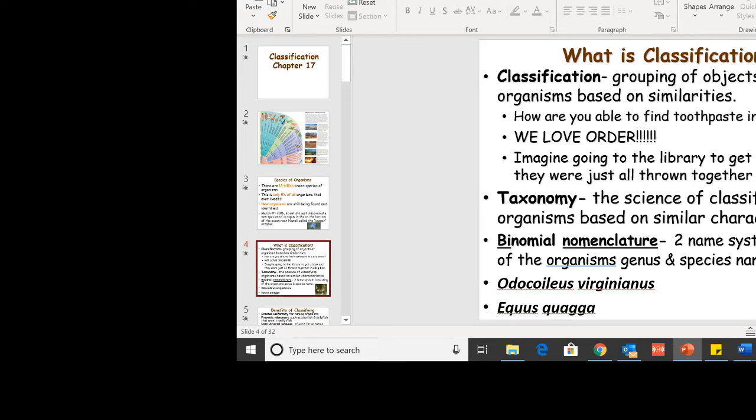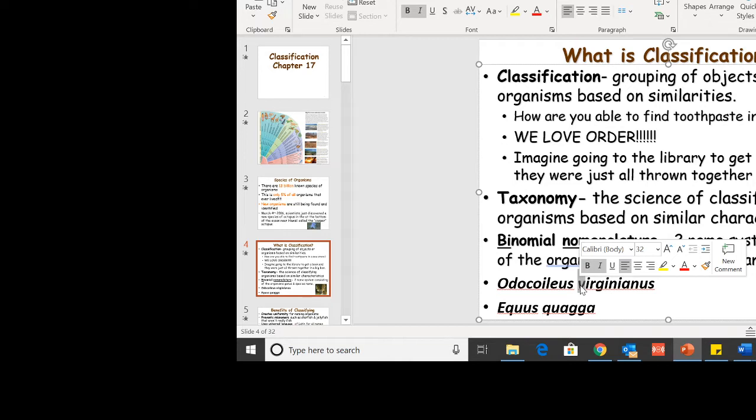We do have a naming system. It's called binomial nomenclature, a two-name system. We always have the genus name and the species name. When you write them, if you are handwriting it, you need to underline the genus and species name. If you're typing it, you do it in italics. You always capitalize the first letter of your genus name, but not your species name. Make sure that you do that properly in your long-term project.